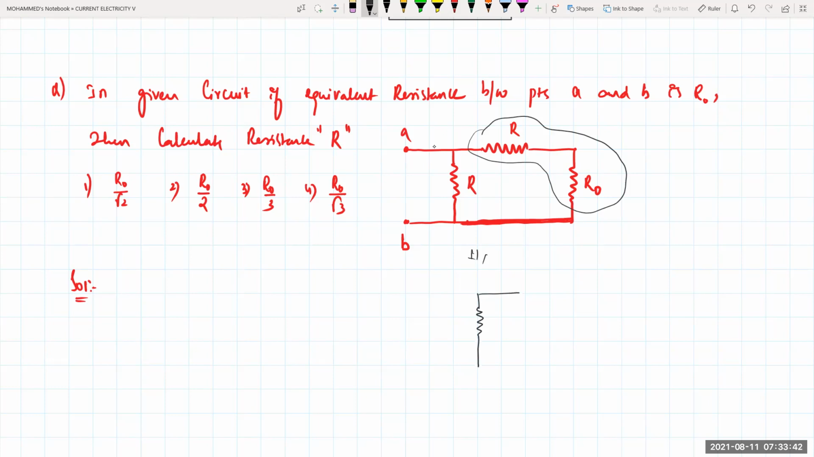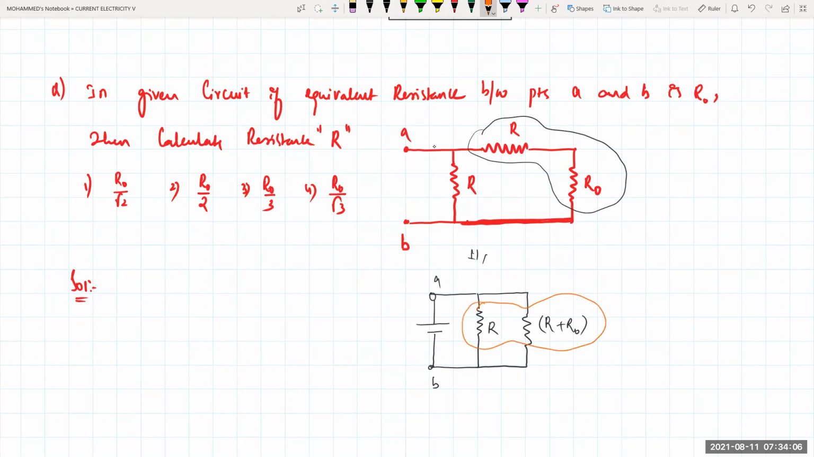This will be as it is here. This will be as it is. This is the terminal A. This is your terminal B. Between these two, there is a battery connection, something like this. This one is nothing but R. This will be your R plus R0. Now, these two are in which combination?